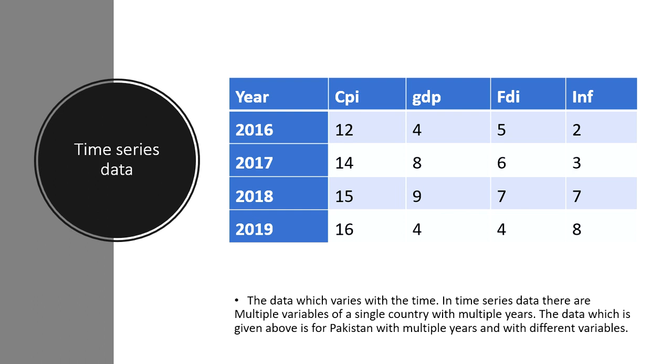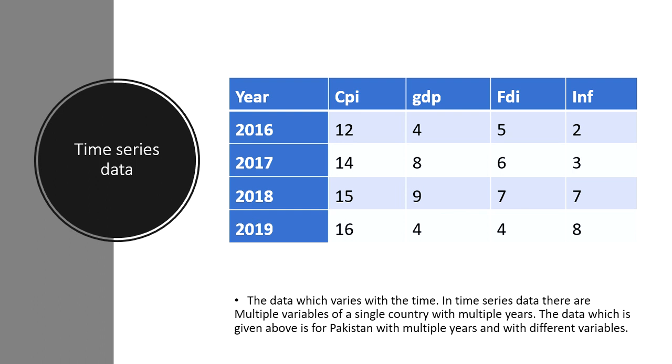So now let's move on to the other type of data, that is called time series data. The data which varies with time. In time series data, there are multiple variables of a single country, of a single firm, of a single college, of a single university with multiple years. That data which is given above for Pakistan with multiple years and with different variables. As you can see in this table, there are multiple years and multiple variables, but there is only one country. So when we are discussing the data of one country with multiple years and multiple variables, that type of data is called time series data.